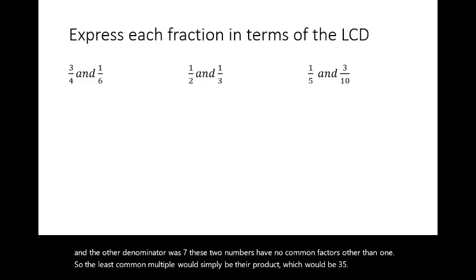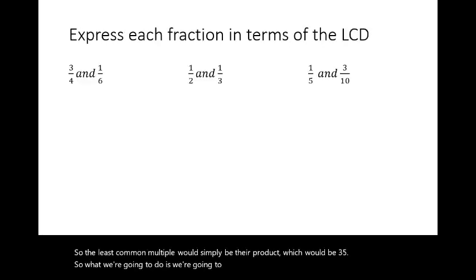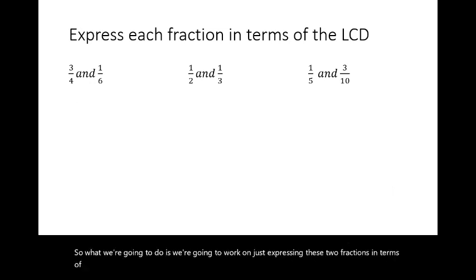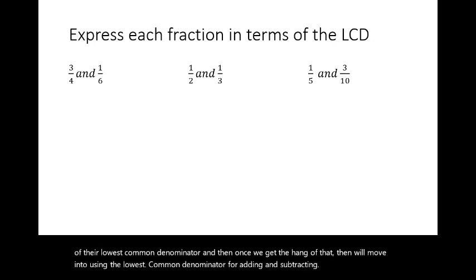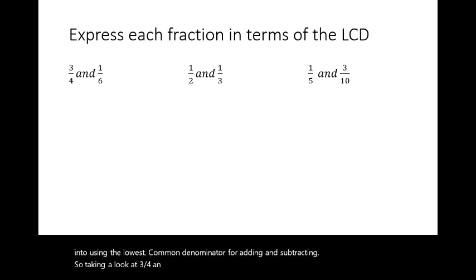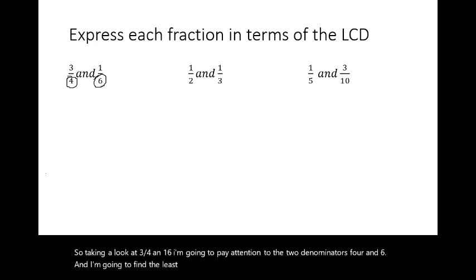So what we're going to do is work on just expressing these two fractions in terms of their lowest common denominator. And then once we get the hang of that, we'll move into using the lowest common denominator for adding and subtracting. So taking a look at 3/4 and 1/6, I'm going to pay attention to the two denominators, 4 and 6, and find the least common multiple between 4 and 6.